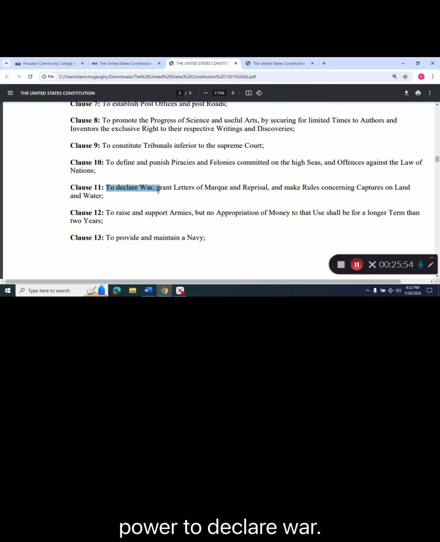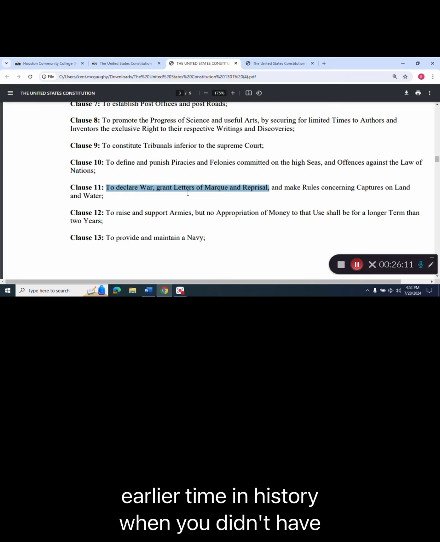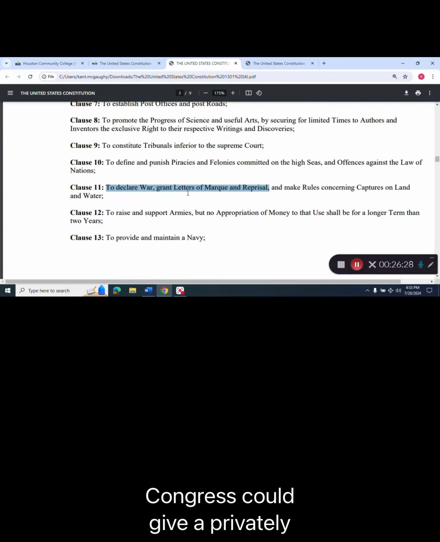Congress shall have the power to declare war, grant letters of marque and reprisal. Letters of marque and reprisal, these are things that go back to an earlier time in history when you didn't have standing military forces like we have today. Today we have a standing army, we have a standing Marine Corps, we have a standing Air Force, a standing Navy. Okay? And so before you had that, Congress could give a privately owned ship a letter of marque.